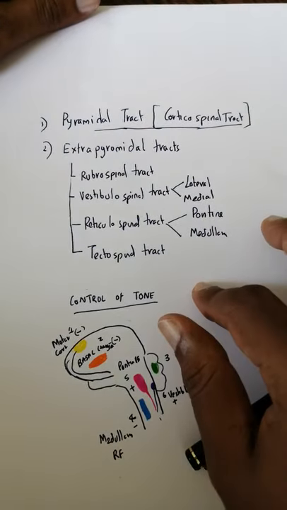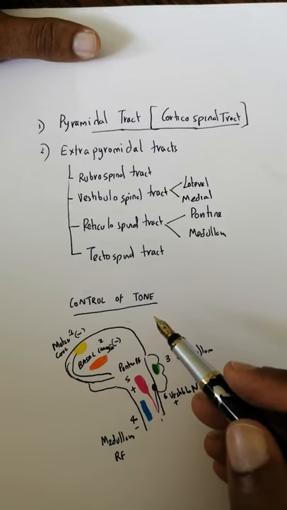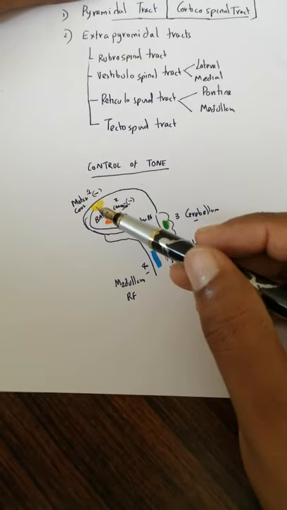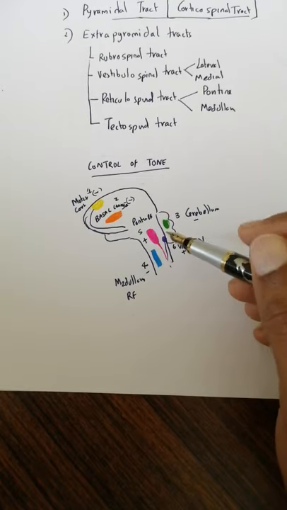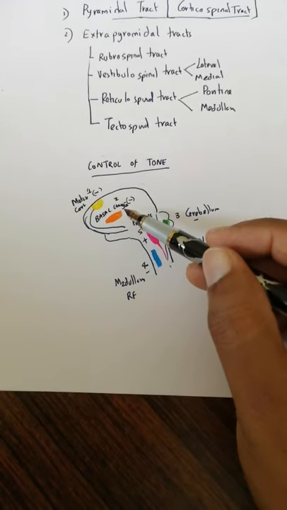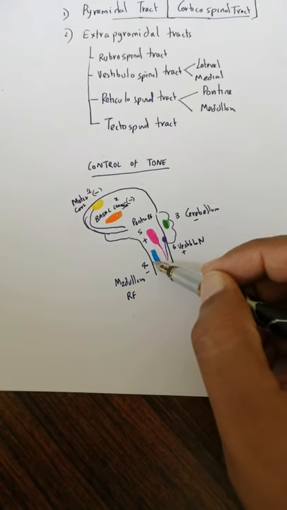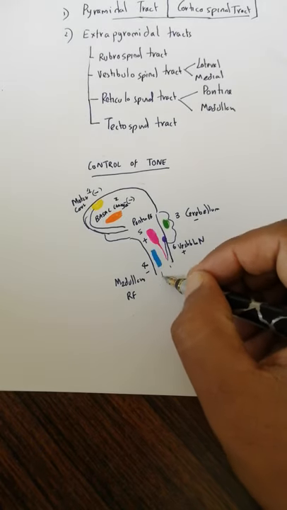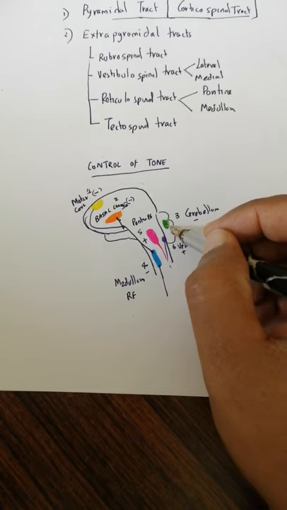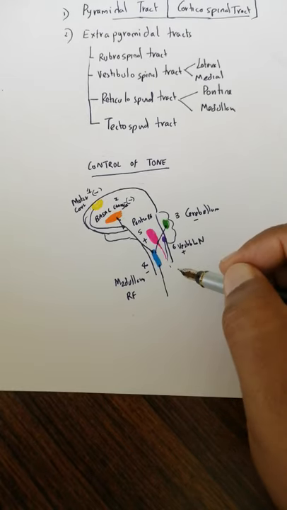So let's look at the gamma discharge and how it causes tone. The first thing is the control of the gamma discharge, and that itself is the control of tone. You can see that different parts of the brain are involved in this gamma discharge, and different parts are inhibitory. The motor cortex is inhibitory to gamma discharge, and basal ganglia is inhibitory, cerebellum is inhibitory, and the medullary reticular formation, which forms the medullary reticulospinal tract. Actually the motor cortex, the basal ganglia, and even the cerebellum are all acting through the medullary reticular formation. All these are inhibitory to the gamma motor discharge.